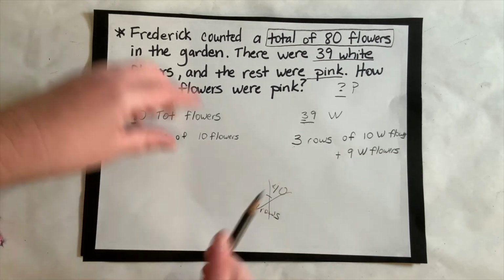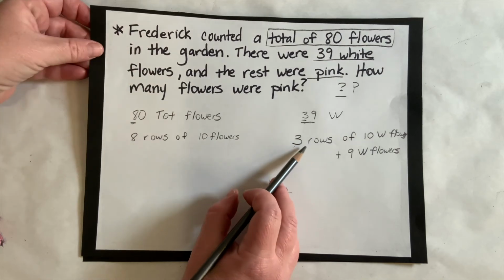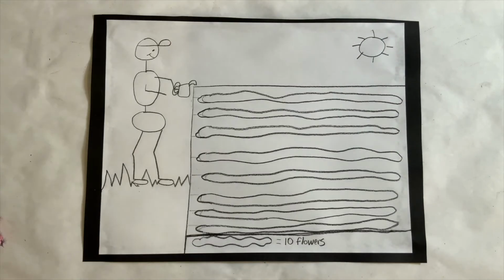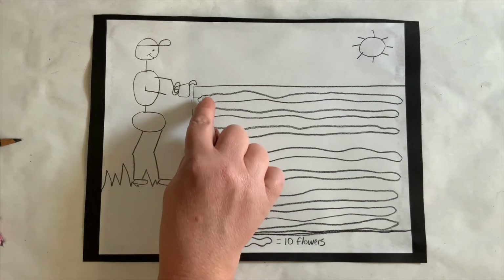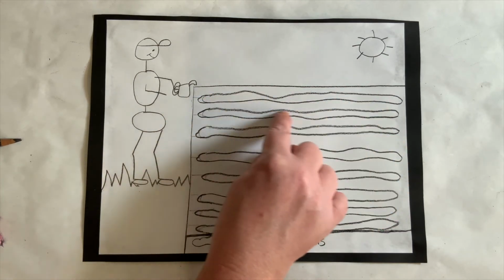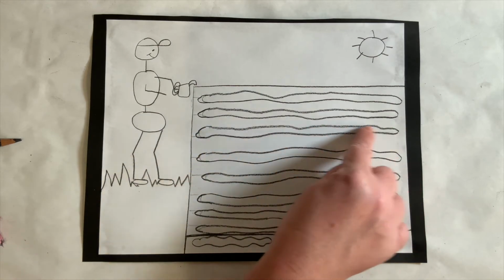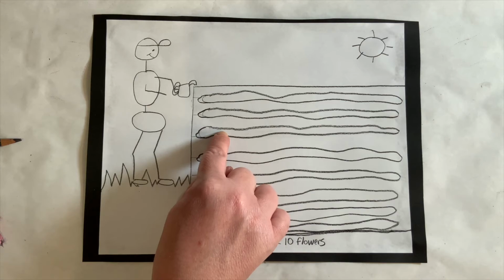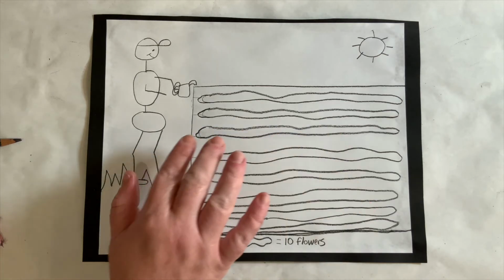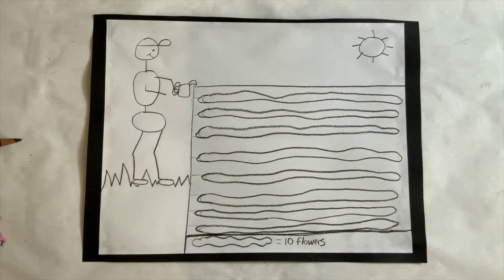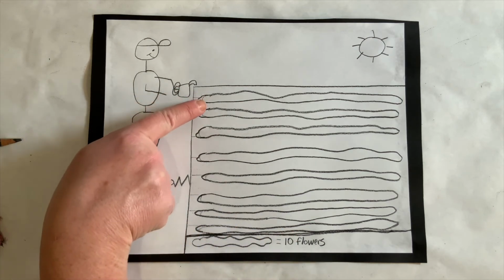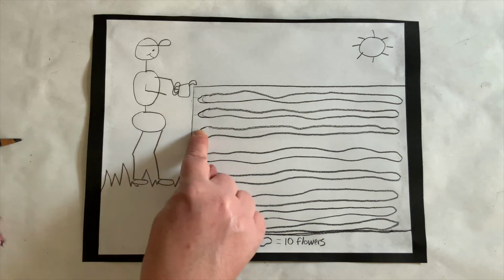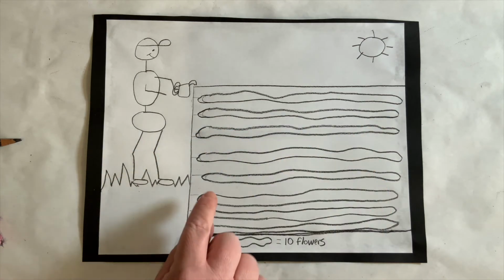We have this. So let's go ahead and look at 3 rows. So that means, let's start at the top. 1, 2, 3 of these rows are going to be whites. 1, 2, 3. 3 rows are white, so we're not going to color that. Now let's count by 10. Because remember, there's 10 flowers in a row. 10, 20, 30. Okay, so here's our 30 flowers.